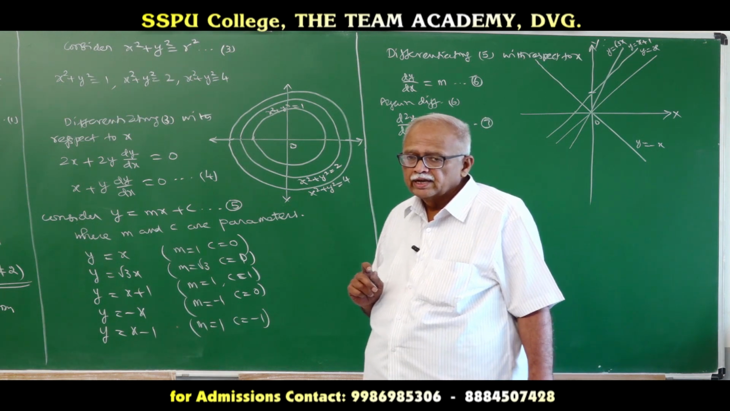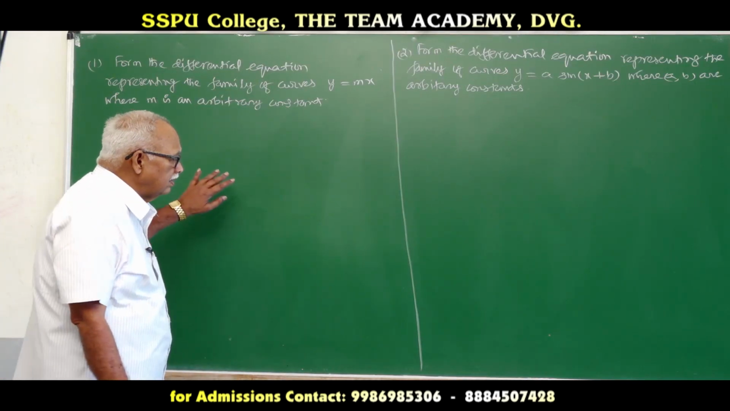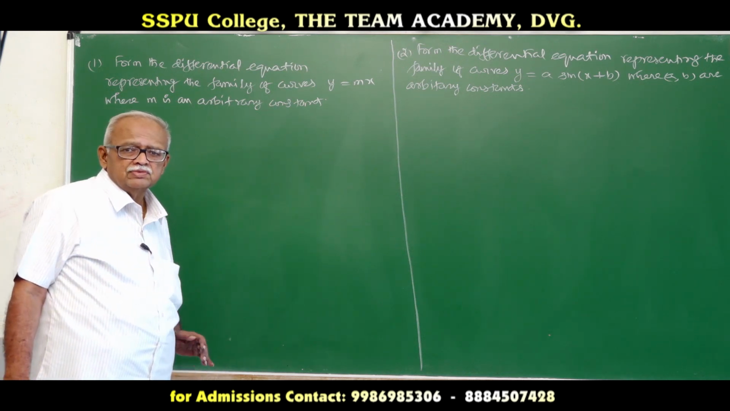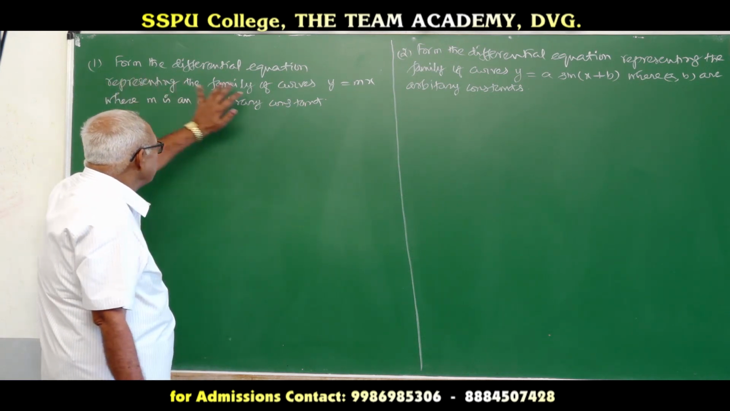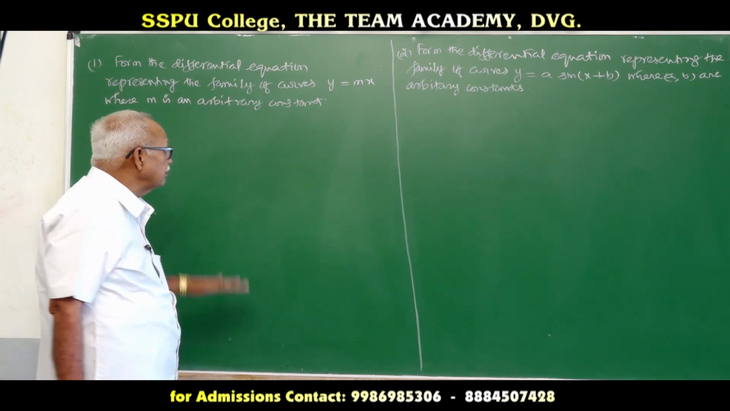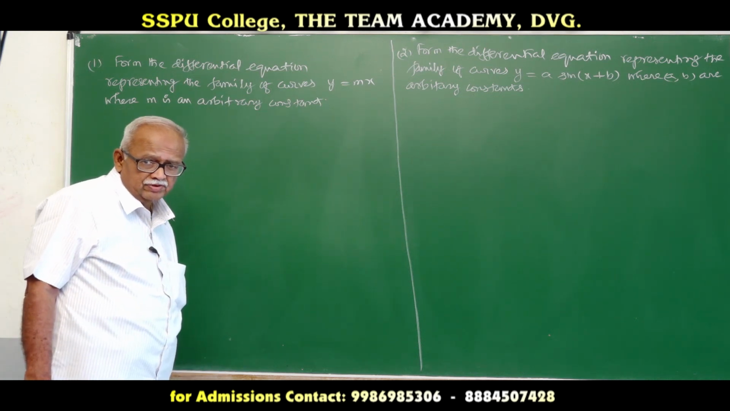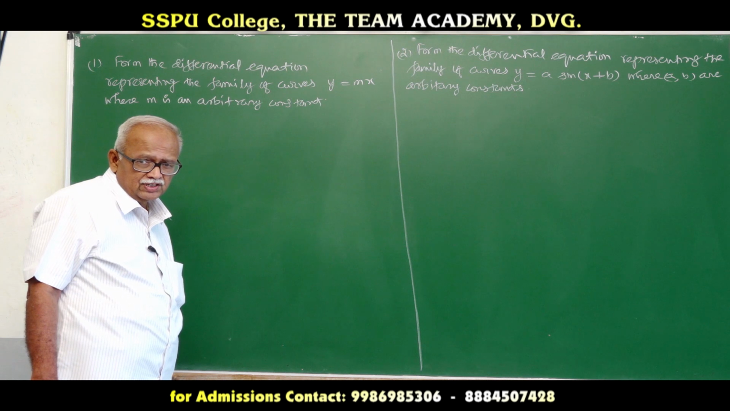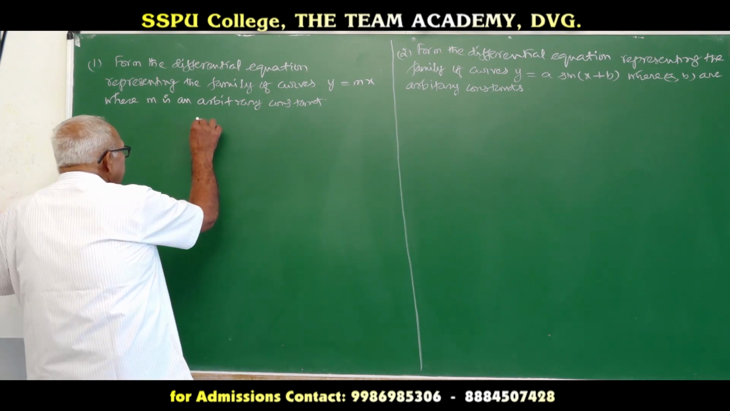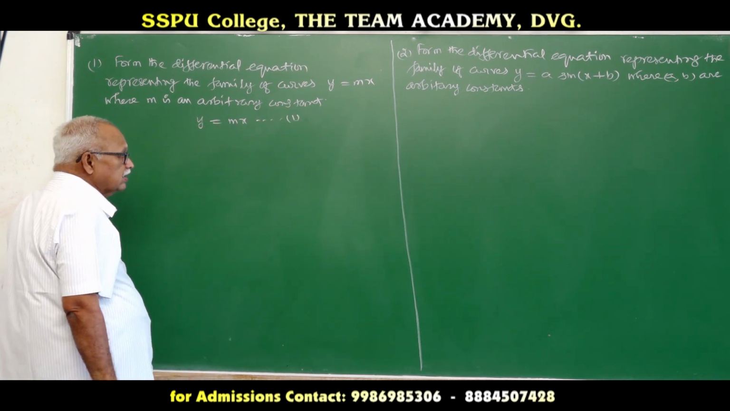Let us see examples now. Just now I explained the formation of a differential equation. Now we are going to see some examples. Form the differential equation representing the family of curves y is equal to mx, where m is an arbitrary constant. Just now we did y is equal to mx plus c. Now we are going to do y is equal to mx. So the given equation is y is equal to mx.